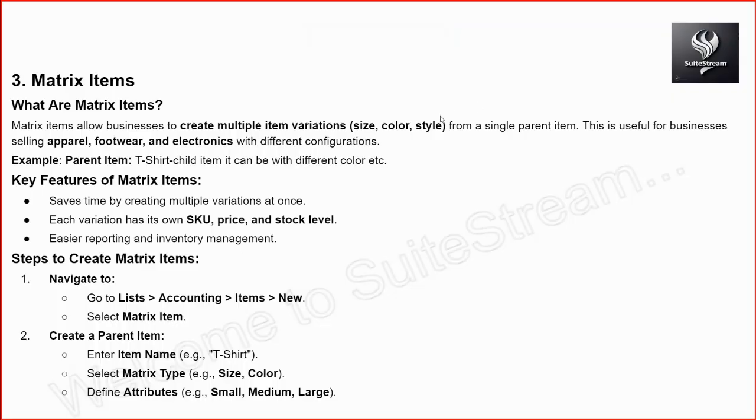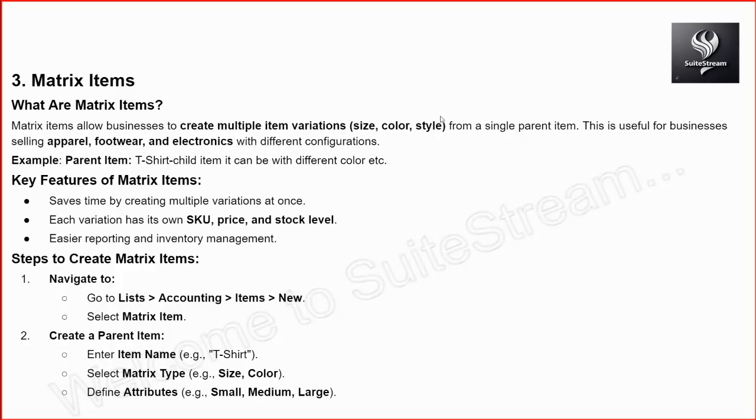So, what is the matrix item? How are we going to create a matrix item, and what is the use? A matrix item allows businesses to create multiple item variations like size, color, style from a single parent item. This is useful for businesses selling apparel, footwear, and electronic gadgets with different configurations. For example, a parent item like a t-shirt, and child items can be like color format or size.